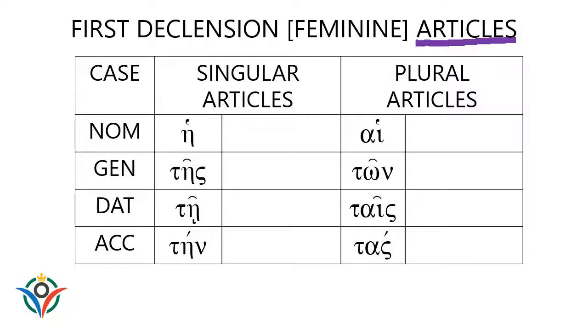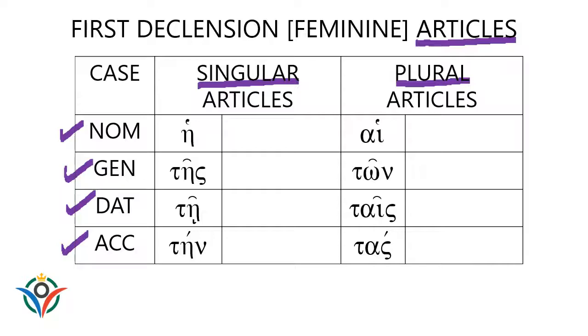Based on the same template that we followed for the second declension, we're going to learn the paradigms, starting with the nominative case, then the genitive, the dative, and then the accusative, looking at the singular forms first and then the plural. So let me introduce you to these articles by pronouncing them for you.